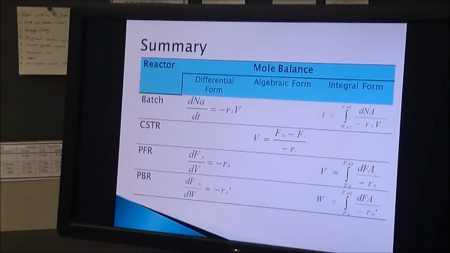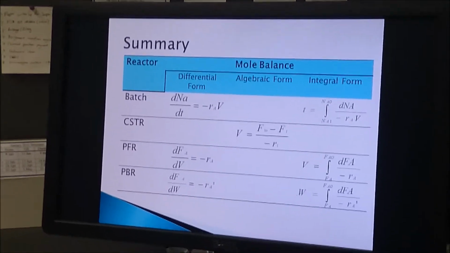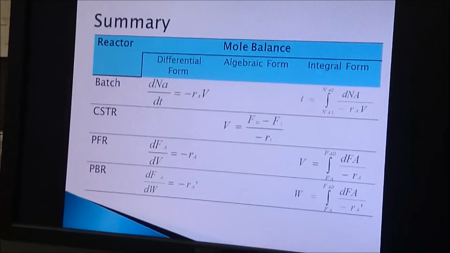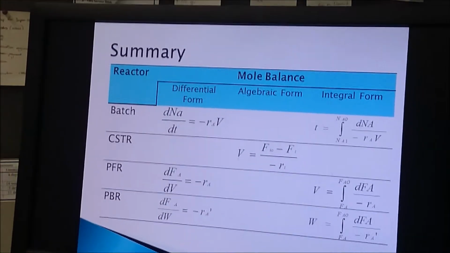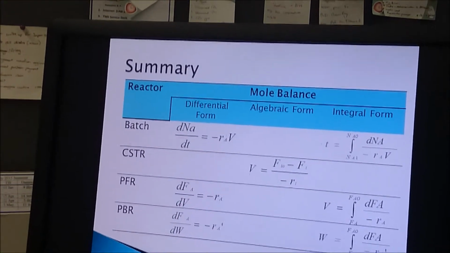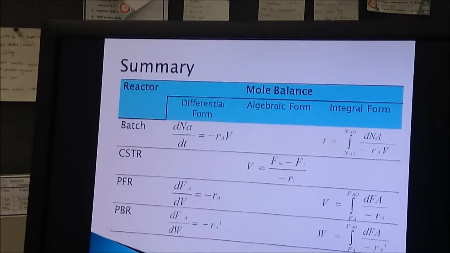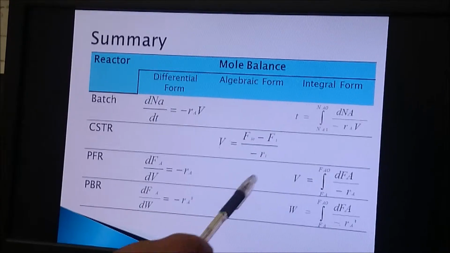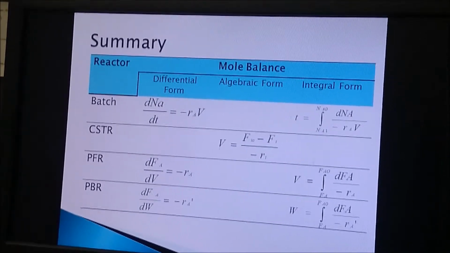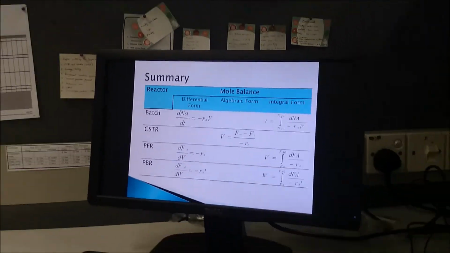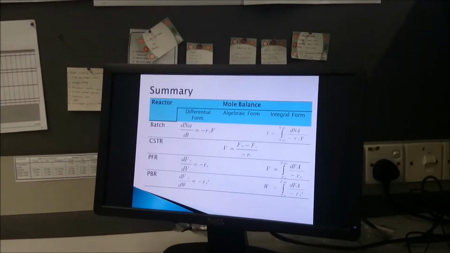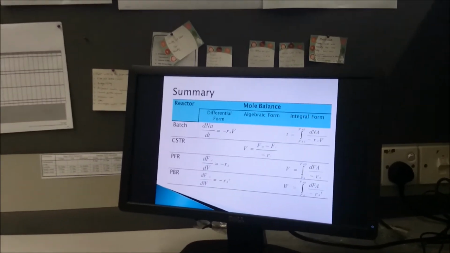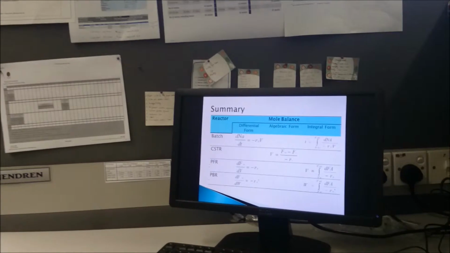For plug flow reactor, the volume plays a major role, as it is important for us to know the amount of reactant that is required for the reaction to be carried out. Meanwhile, for the packed bed reactor, the amount of catalyst W plays the major role, and therefore we are able to calculate the amount of catalyst required for the reaction to be carried out.